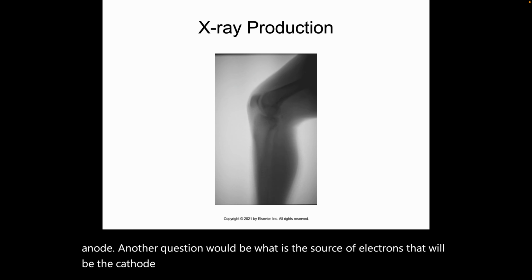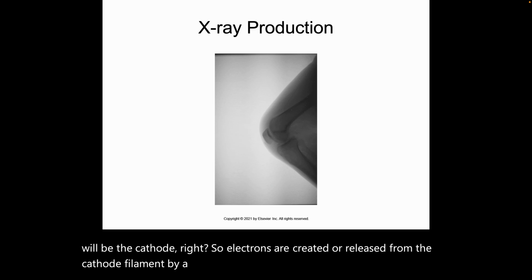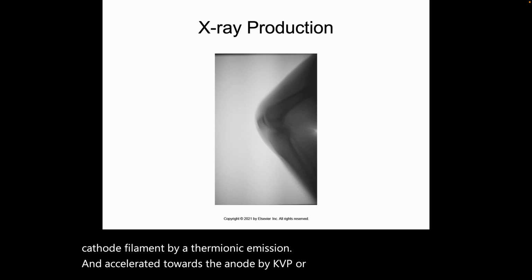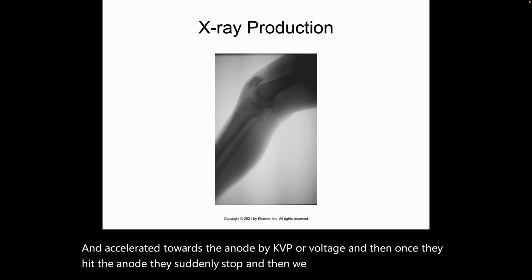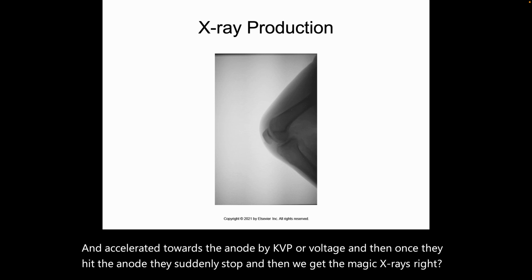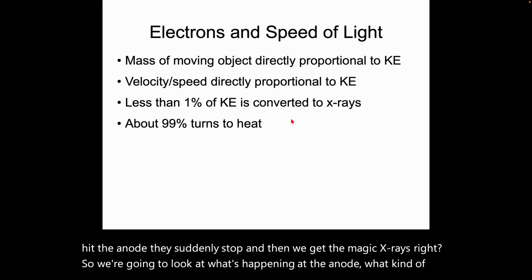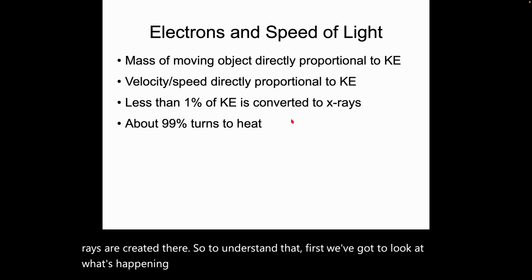So electrons are released from the cathode filament by thermionic emission and accelerated towards the anode by kVp or voltage. And then once they hit the anode, they suddenly stop, and then we get the magic X-rays, right? So we're going to look at what's happening at the anode. What kind of X-rays are created there? To understand that, first we have to look at what's happening with the electrons that are approaching the anode.